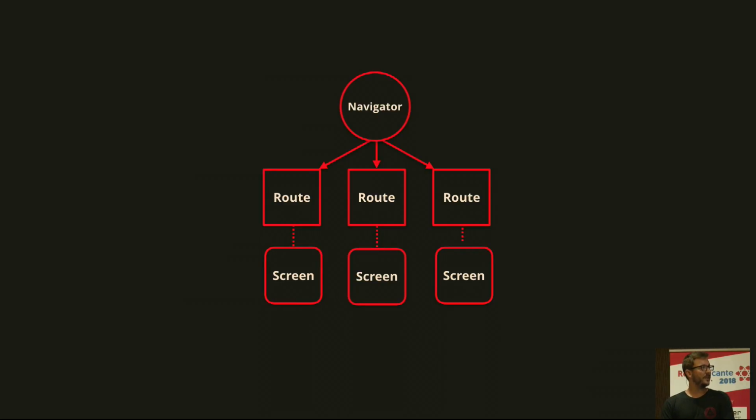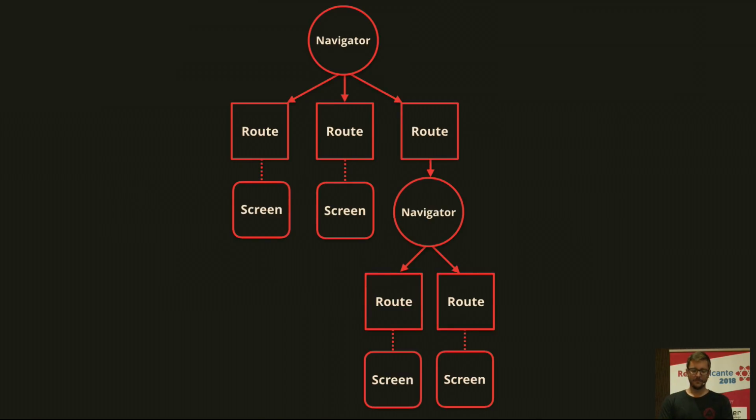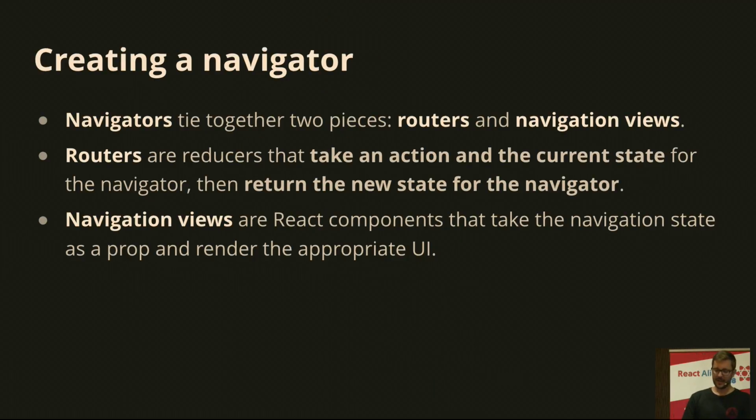A navigator, as we've seen, is a thing that has one or more routes. Each of those routes corresponds to a screen. The screens can also be navigators. So screens are just components, navigators are components. Navigators have a specific contract in that they expose a certain property, and that's how we're able to detect that something's a navigator and not just a typical screen. Navigators tie together the state and the state updating logic with a navigation view.